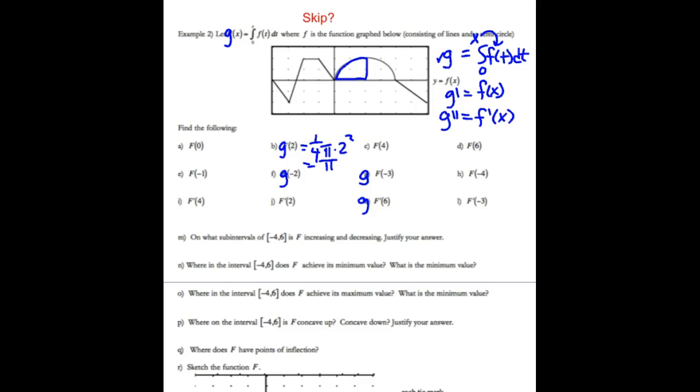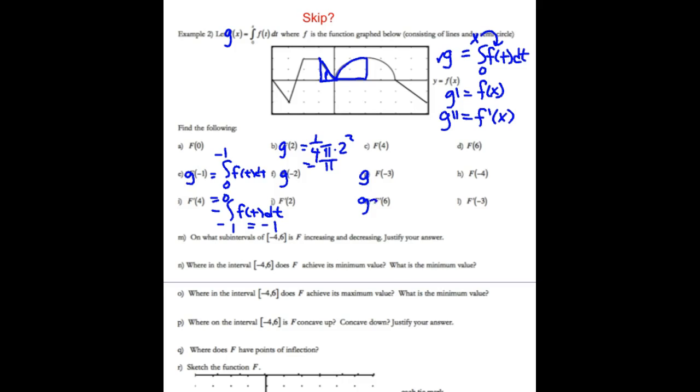What is G of negative 1? G of negative 1 accumulates the area from 0 to negative 1 under the curve of f. But that's going backwards, so we're going to switch it from negative 1 to 0 under the curve of f. But if we do that, we're going to take the opposite of our answer. So from negative 1 to 0, I have a triangle that's 1 by 2. Its area is a half of that, which is just 1. So this has an area of 1. But because I had to switch the limits, I say it's negative 1.